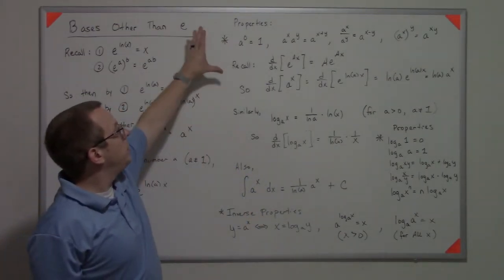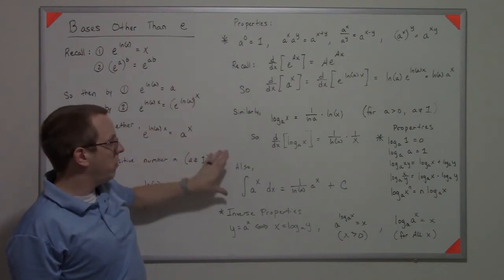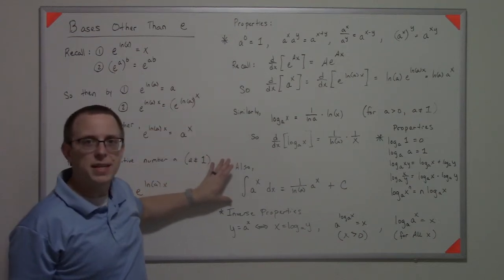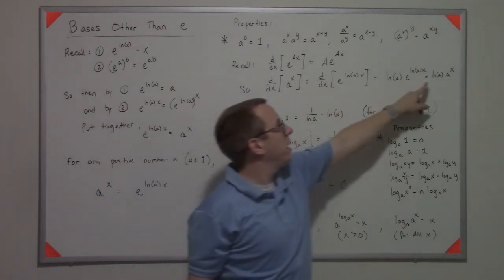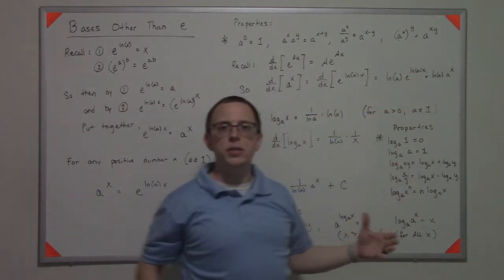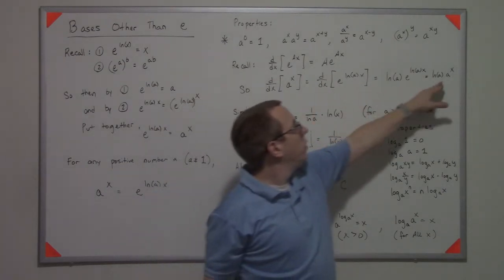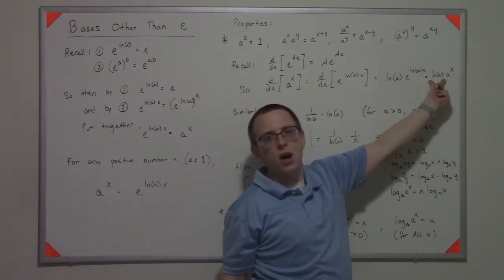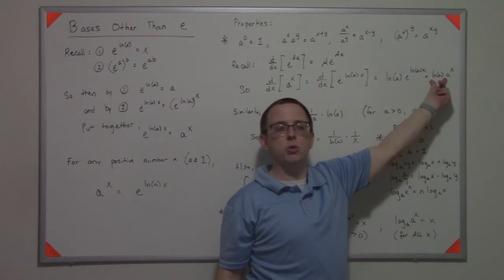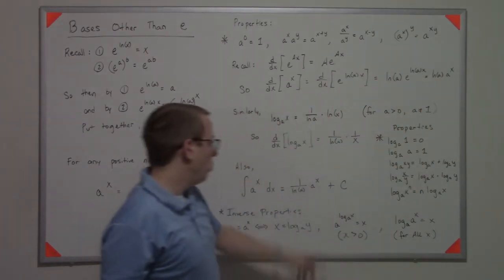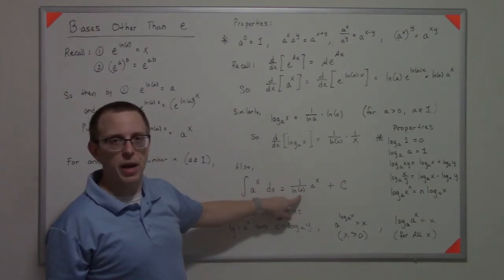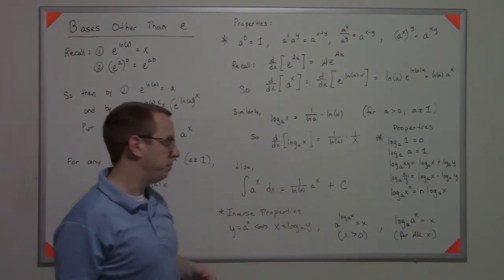Now, this is kind of the rules for this. I'm going to skip down to here and talk a little bit about the antiderivative for a moment. So we see that the derivative of a to the x is this. Notice that the only difference is that constant. So if we're doing an antiderivative, instead of multiplying by the natural log of a, we divide by the natural log of a. So it's sort of like an inverse operation.